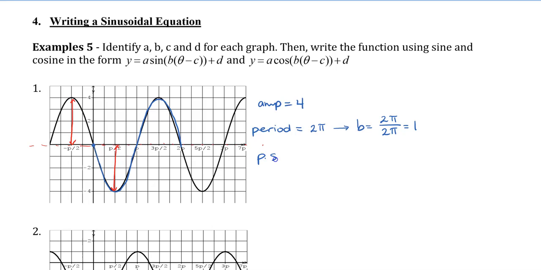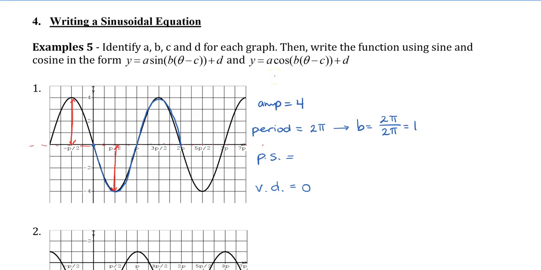Next is phase shift, but I'm actually going to come back to this, and we're going to look at vertical displacement first. Now, since the graph hasn't moved up or down, we can see that it's equal distance from the central axis to the max and min. The vertical displacement is actually 0. Now, the reason I'm going to come back to phase shift is because it's actually different if we're looking at the sine graph or if we're thinking of it as a cosine graph.